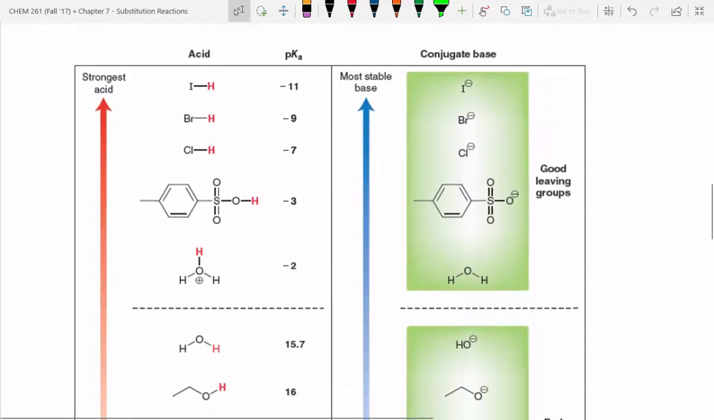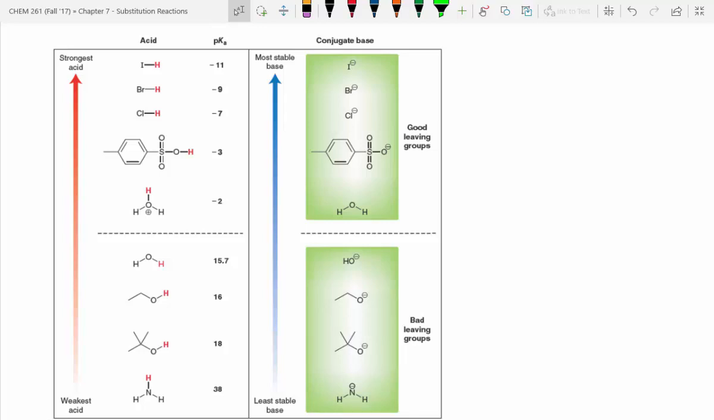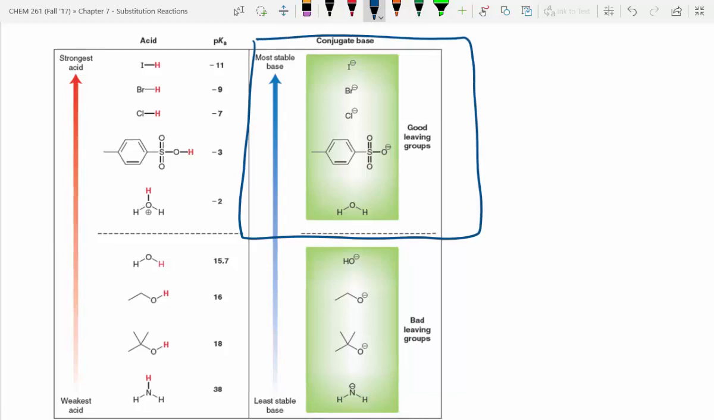So I pulled this one from our textbook, and let's take a look at it. On the top up here, I'm going to just highlight this whole area. These are really good leaving groups because they're really good conjugate bases, right? They're the conjugate base of a strong acid. So good leaving groups are the conjugate base of strong acids.